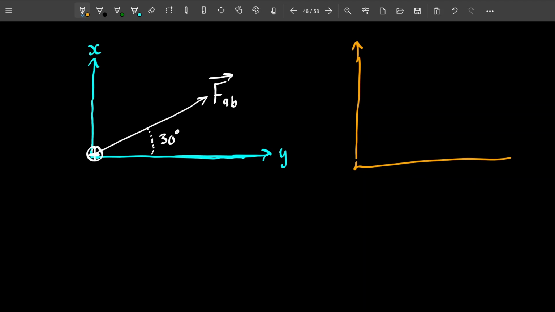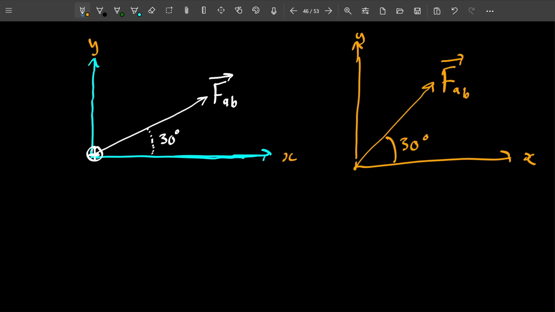Oh my, I mislabeled my x's. This is the x and this is the y. I have a force that is now slanted, and that force is called FAB, and it is acting at an angle of 30 degrees. So now I want to find its components.